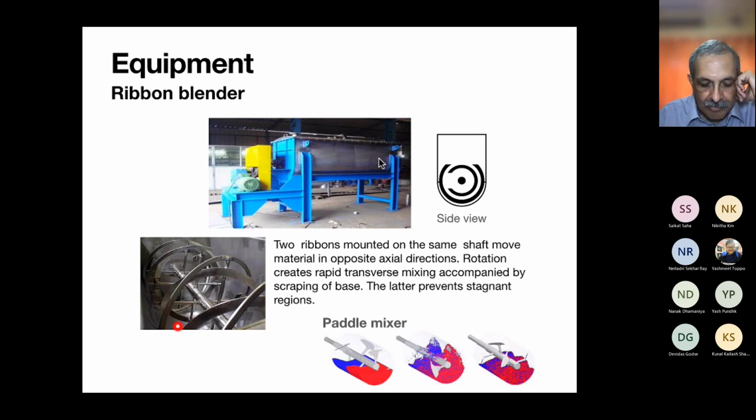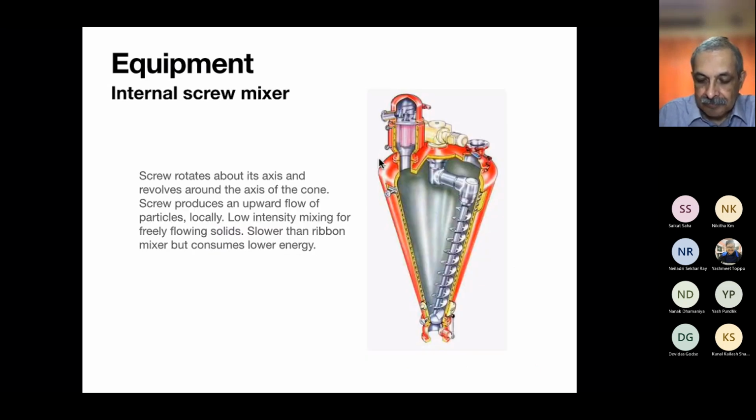Instead of having this type of ribbon, sometimes you have the same sort of geometry, but instead you may have paddles like this, which will go through and mix the material. This is showing a numerical simulation of a paddle mixer, and you can see how the red and blue particles are being mixed.